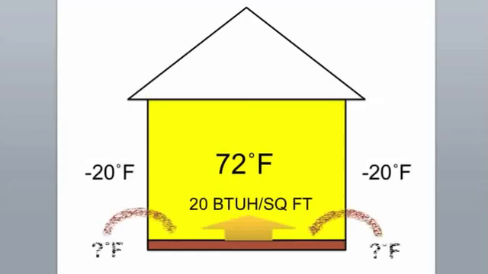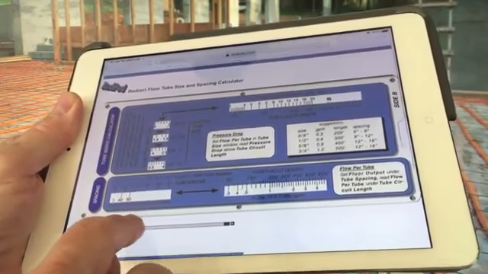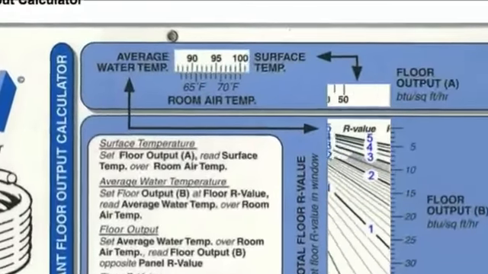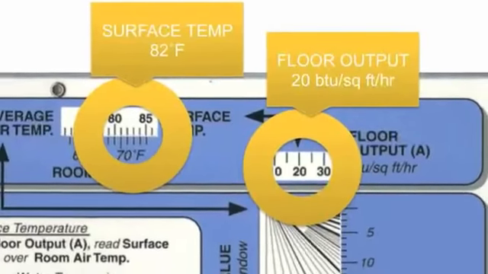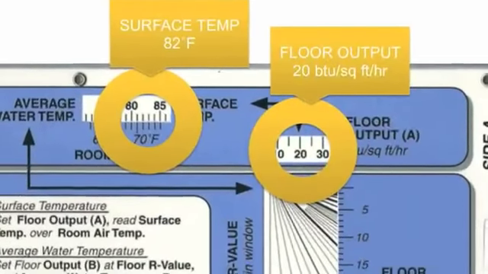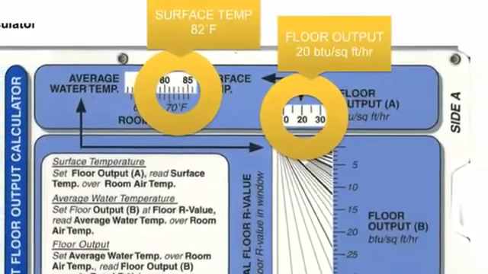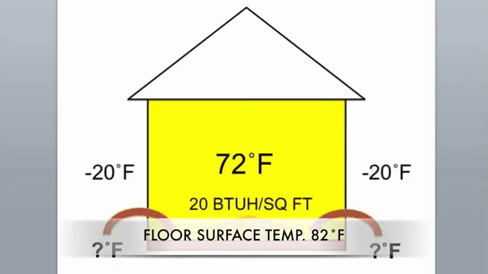maintain 72 degrees. Using the scroll bar below Side A of the RadPad, line up the 20 BTUs per hour under the arrow in the floor output window. Read the surface temperature above the 72-degree room air temperature mark in the surface temperature window. The result is 82 degrees. The average floor surface must be at 82 degrees Fahrenheit to maintain an indoor air temperature of 72 degrees when it is -20 degrees outside.